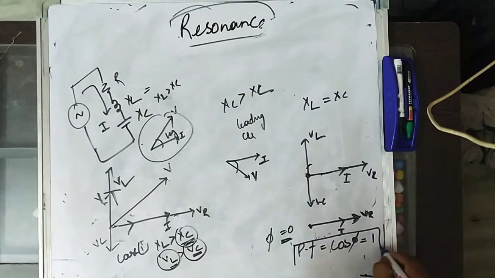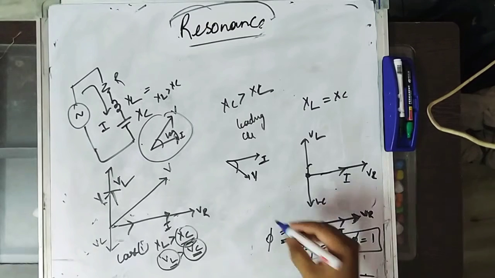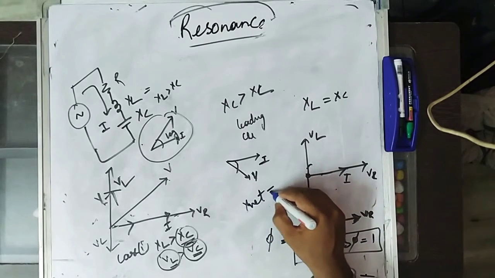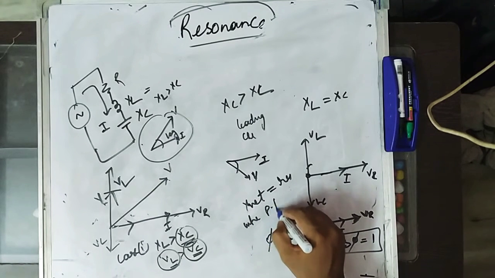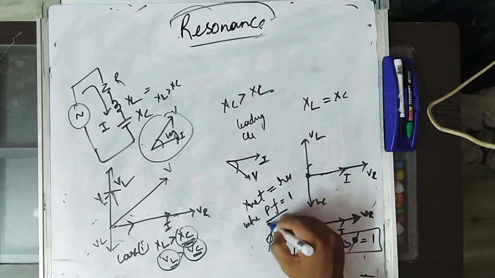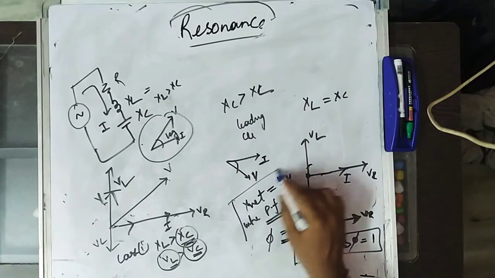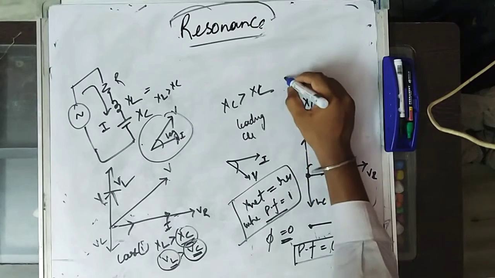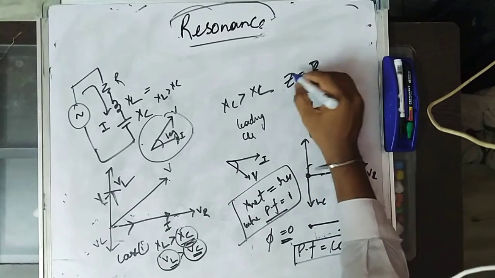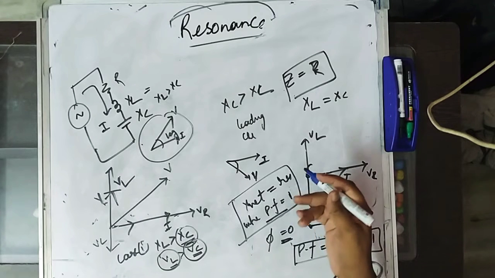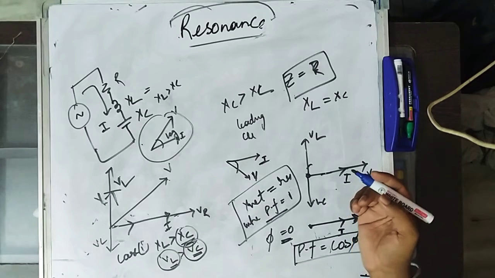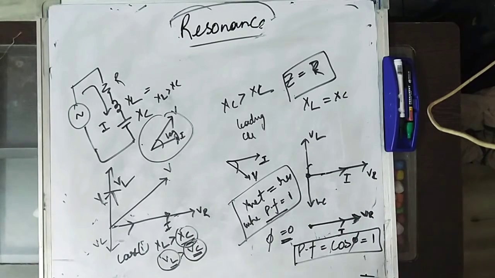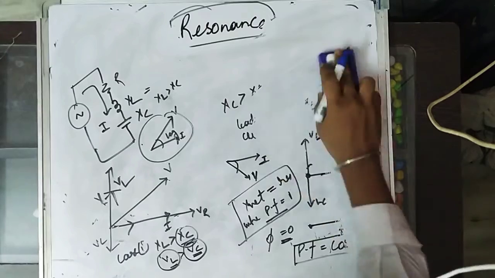At resonance, when the net reactance is equal to 0, it is called resonance. When the power factor of the circuit becomes 1, it is also resonance, and in resonance you will have net impedance equal to R. So we got these three abstractions. Another is when the response is maximum, which is also called a resonance circuit.